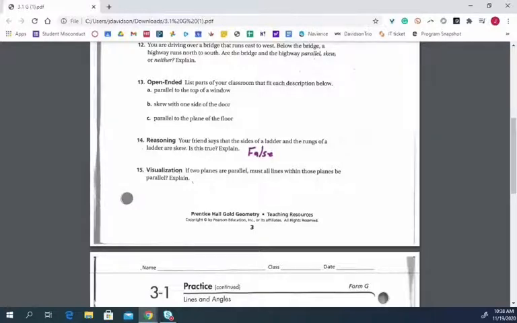All right, so ceiling and floor are parallel, right? Yes. See the lines going this way? And the lines on the floor going that way? Are they parallel? They're skew. Okay. So, must all lines within those planes be parallel? No. Some could be skew.